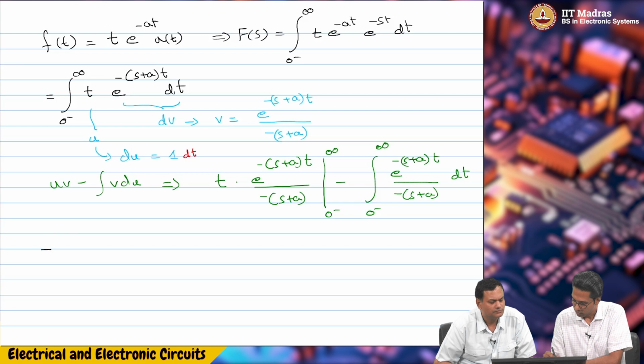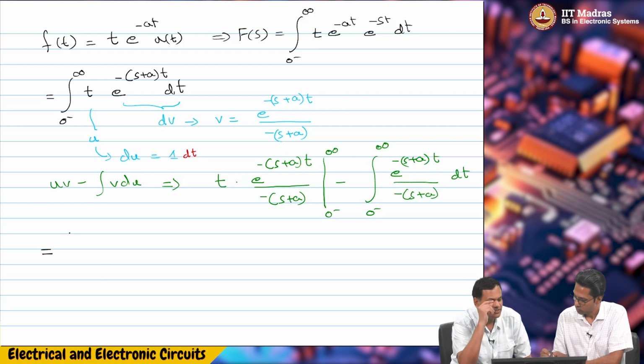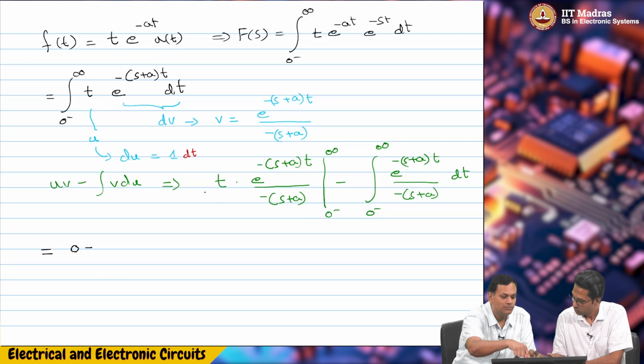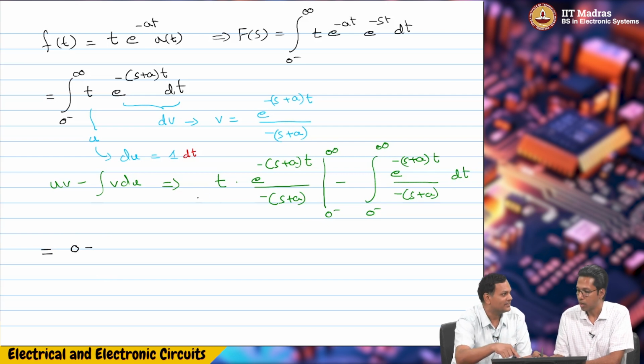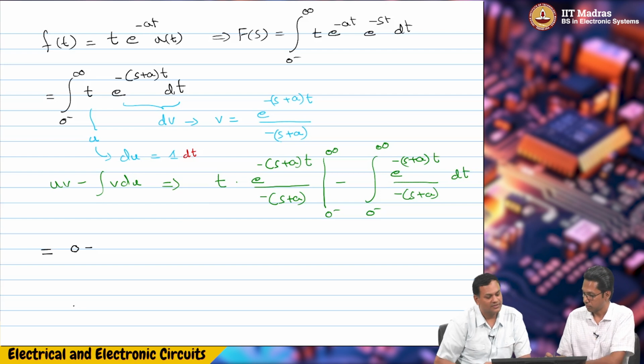Oh, what is this giving? So maybe we can apply a limit here, no? Yes. Infinity means that e power minus (s plus a)t will go to 0. Correct. And it goes to 0 faster than t itself, so if you need to apply limits, right? Correct. And here t equals 0.